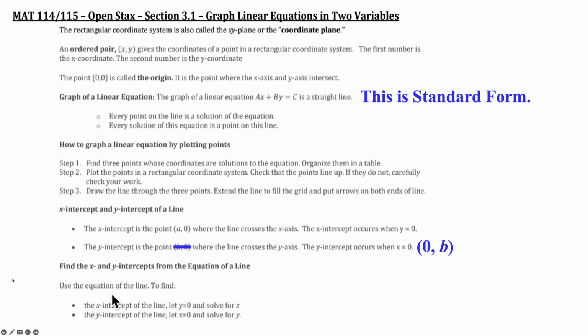Okay, to use the equation of a line, that's going to be this one up here. To find the y-intercept, you put 0 in for x. To find the x-intercept, you put 0 in for y. And we'll look at examples of that.